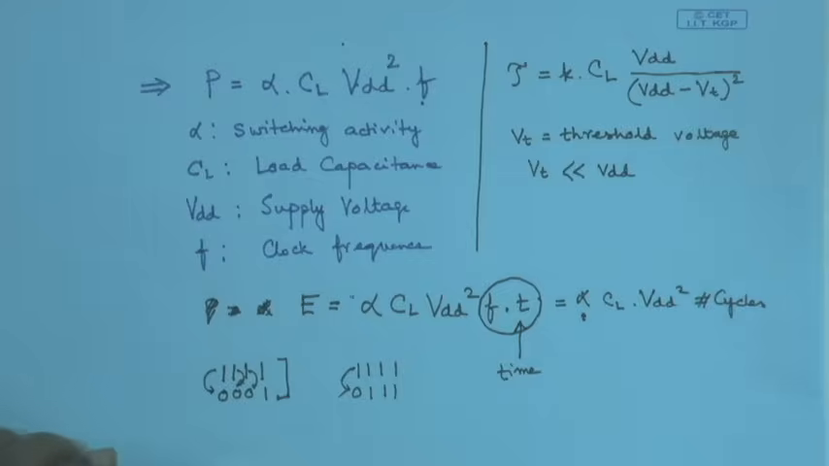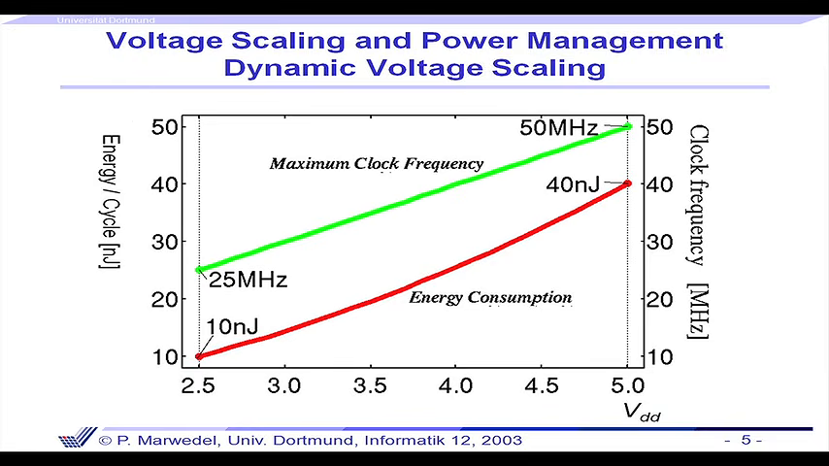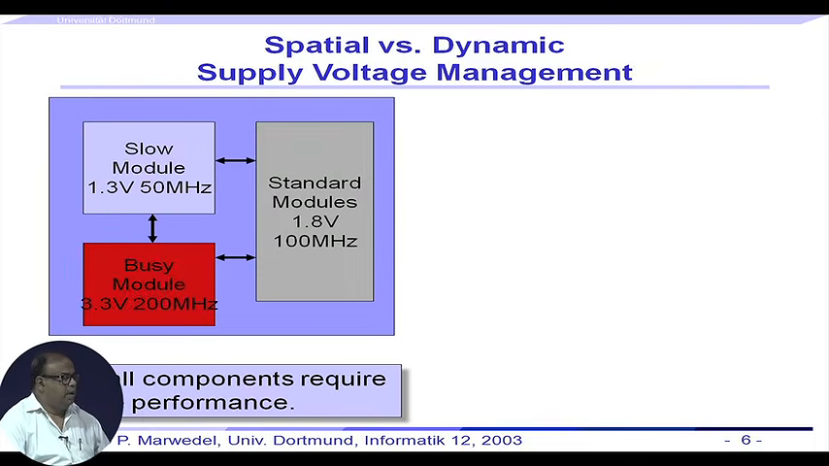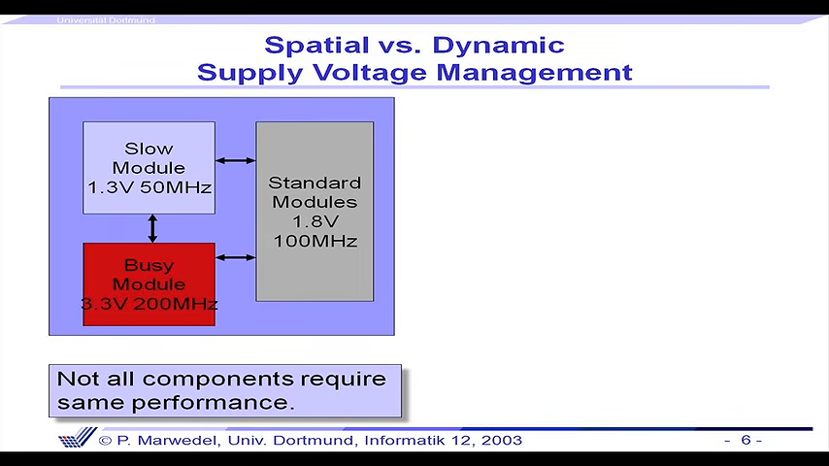So how can we manage this? One thing that we can think of is spatial and dynamic supply voltage management. All the parts of the circuit need not be given the same uniform VDD. For example, this part is a very busy module and a hotspot. Most of the computations are being done here in the red one. So I want to make it faster, and I put it at 3.3 volt and 200 megahertz.